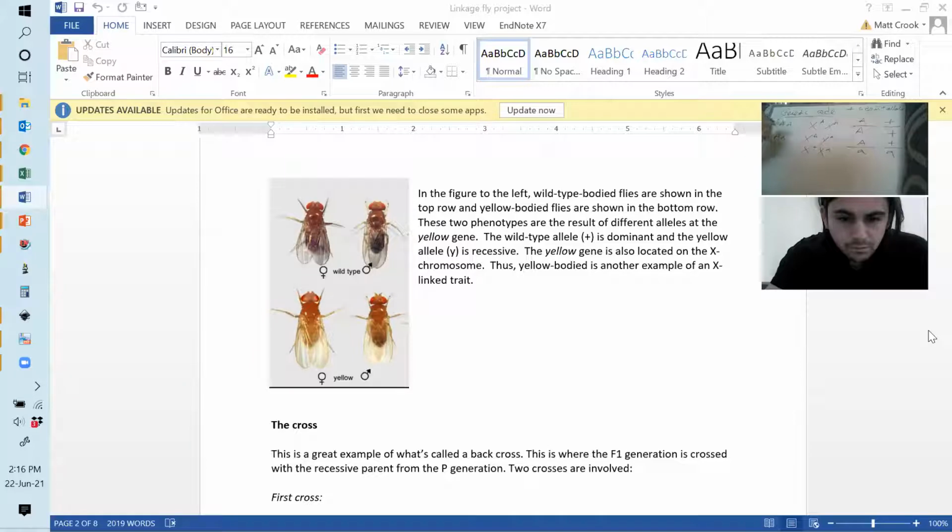Now, this one matters a lot more when we're talking about linkage, because it makes for a very, very useful visual representation of potential linkage, right? And you'll see why in a second.